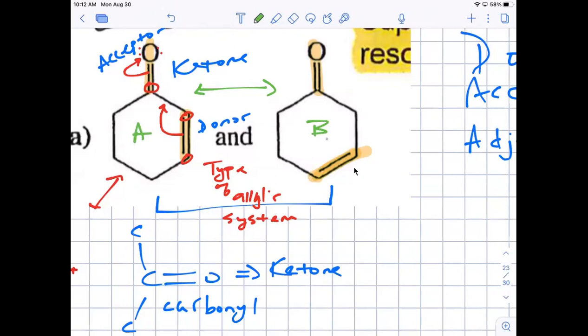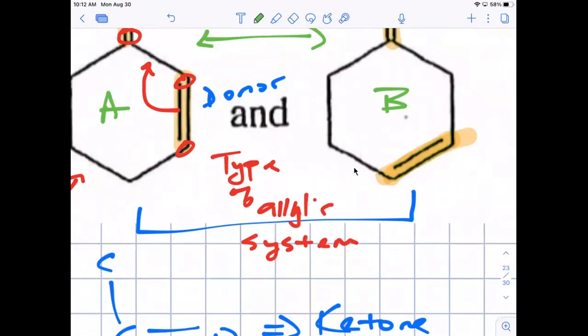If I move the pi bond to here, just follow the arrows. If I move the pi bond to here, do I have an acceptor down there? Do I have a pi bond or a cation that I'm giving those electrons to? No. I don't. So I can't draw this resonance form from A because moving the electrons that direction to put the pi bond here is impossible. So here we can say that there is no resonance.